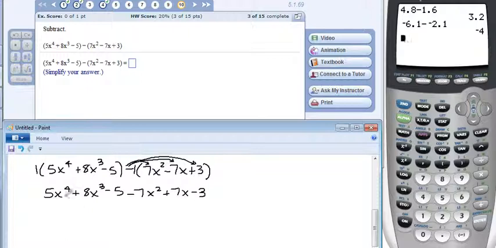Okay? Now, the only thing that I can combine are those two things. So I'm left with 5x to the fourth plus 8x cubed. Remember that powers have to be identical in order to add or subtract them. Minus 7x squared. I'm going to go in descending order, 7x's, so I've got that one, and I've just got a negative 8, negative 5, and a negative 3. So it's going from 4, 3, 2, 1, 0. That's what it's going to want. I can't add or subtract any of those because they're all different.